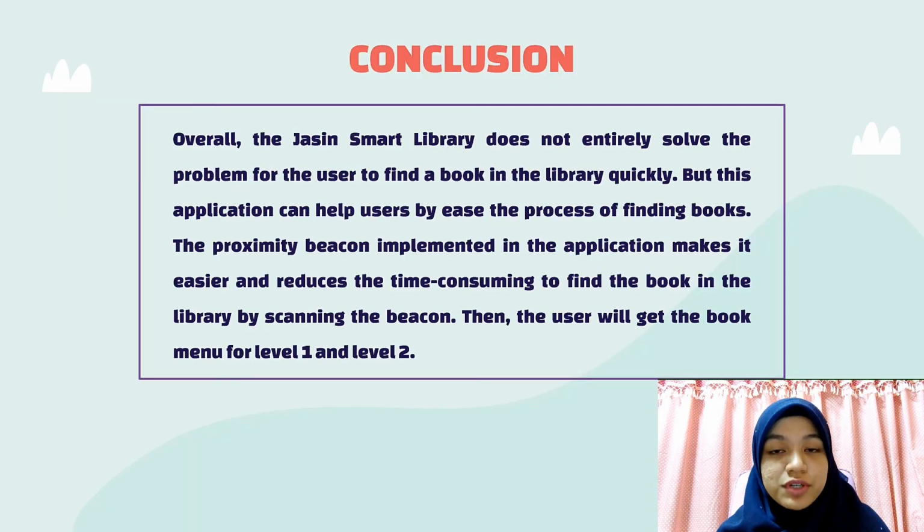Conclusion. Overall, the Jasin Smart Library does not entirely solve the problem of users finding books in the library quickly, but this application can help users by easing the process of finding books. The proximity beacon implemented in this application makes it easier and reduces the time consumed to find books in the library by scanning the beacon. Then the user will get the book menu for level 1 and level 2.